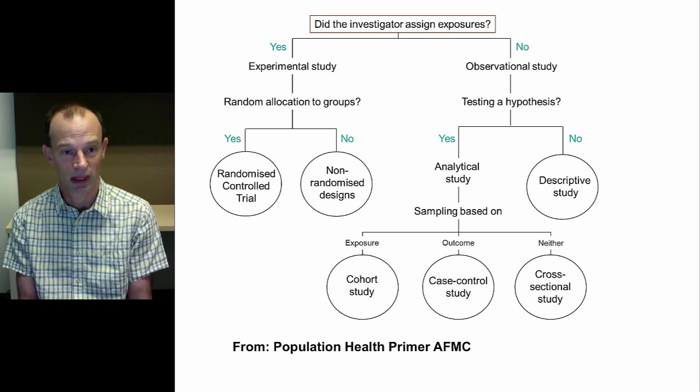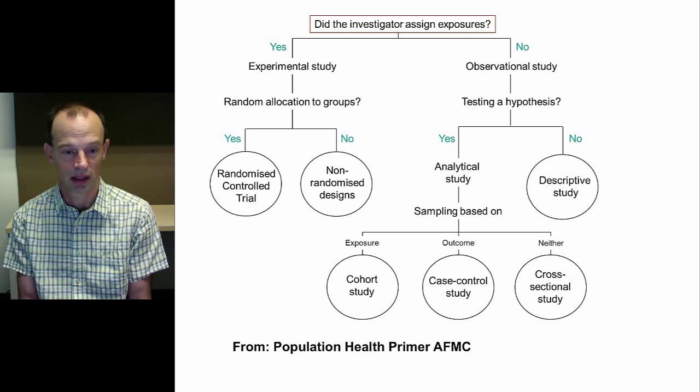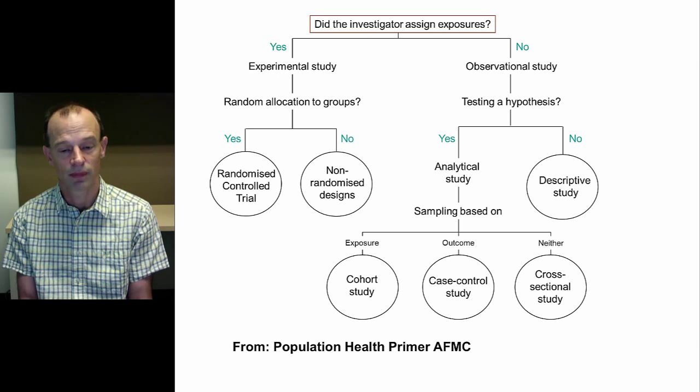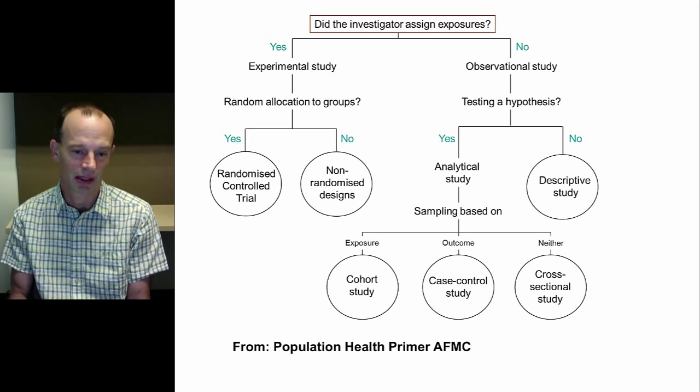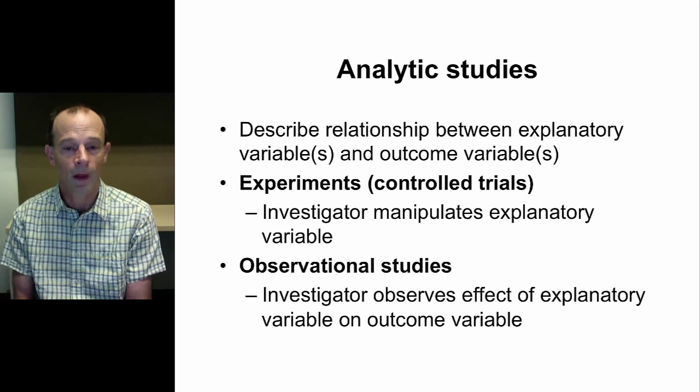And then further within the experimental study design, they ask, is there random allocation into groups? And if there is, then this is a randomized controlled trial. And if not, it's a non-randomized experimental study design, which I'll list a few later. So really, we're talking about the same overall types of study design. It's just about how you conceptualize the classification of them.